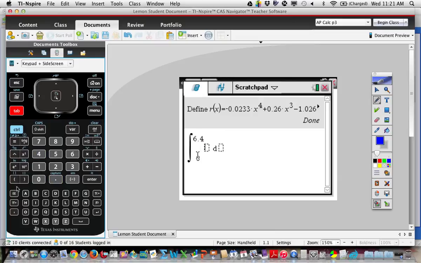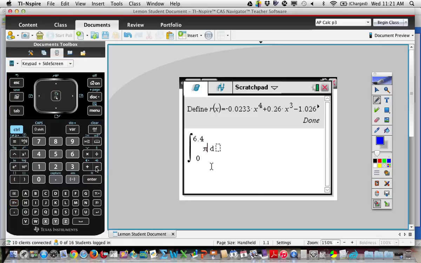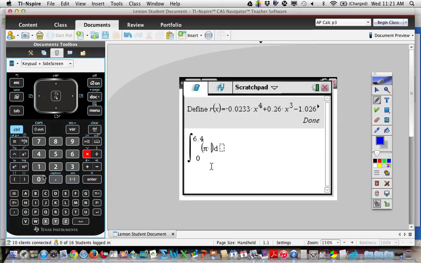It would be pi times r of x squared, and then dx. Right? And see how that's going to be volume? That's going to be pi times radius squared times height. The height is the dx. And cross your fingers.